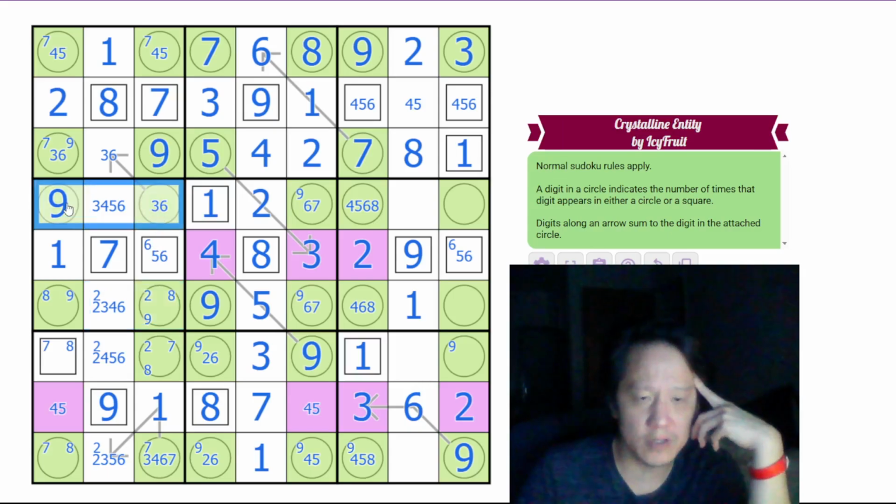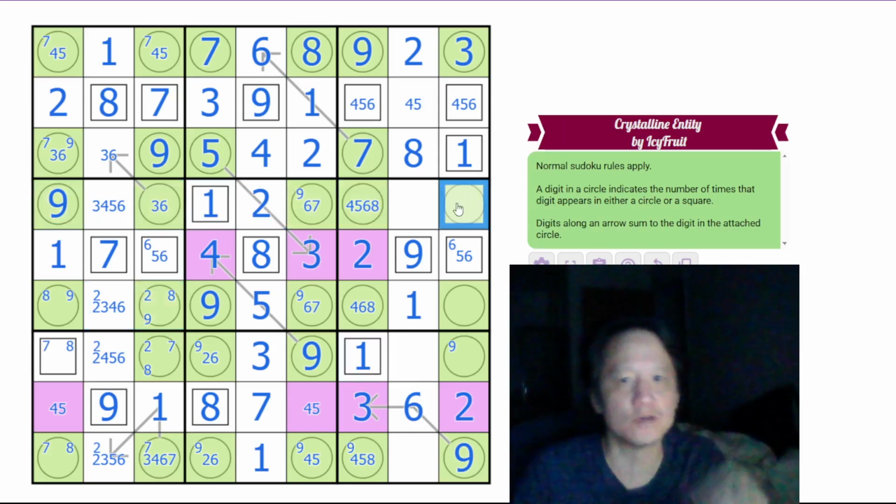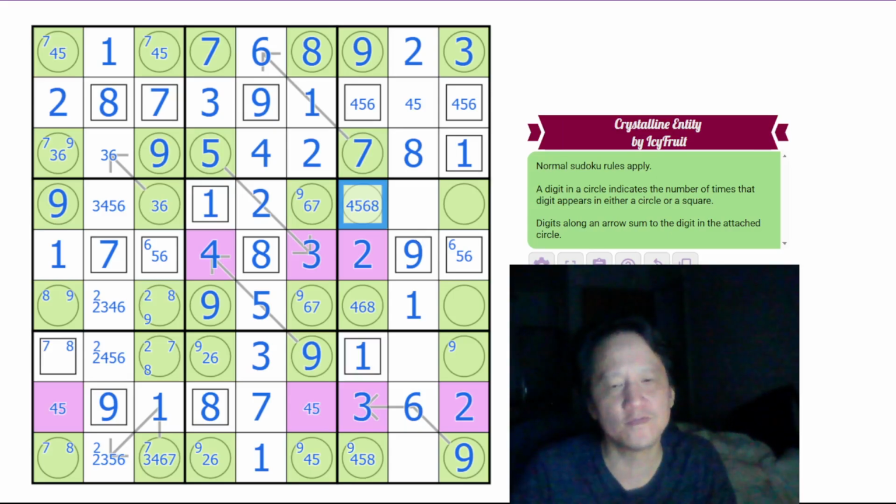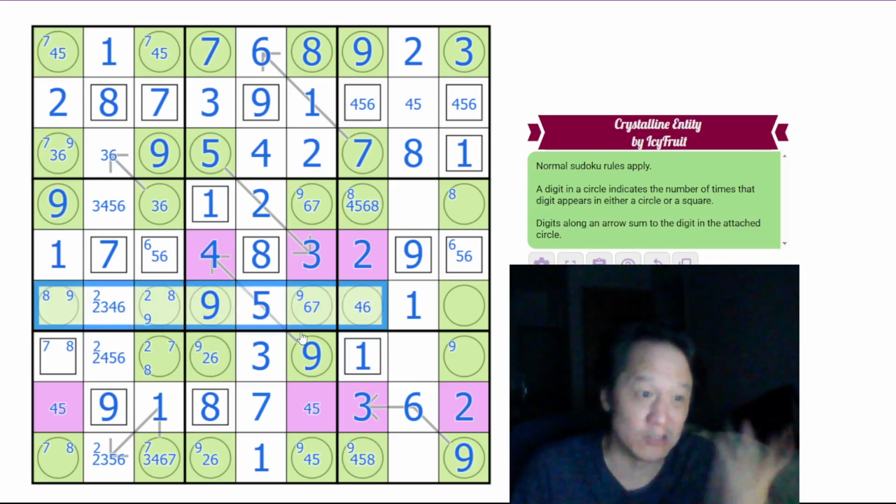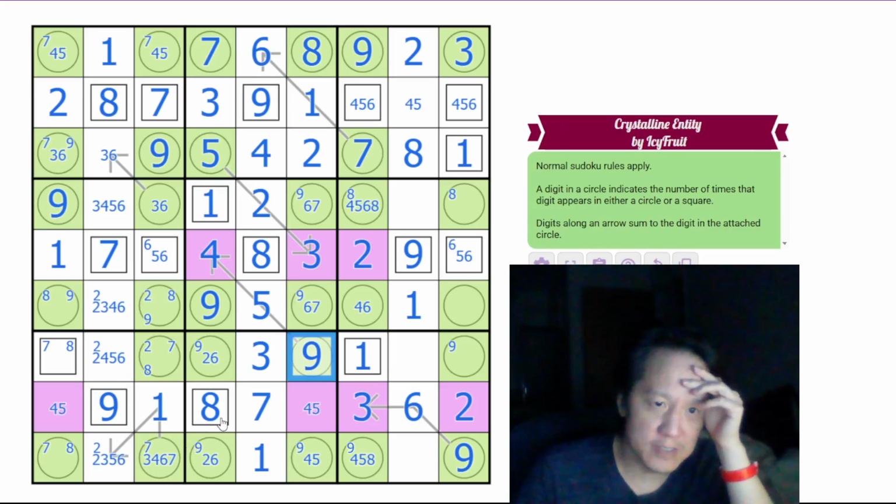8 cannot be here anymore. So where is the 8 in row 4? It has to be one of these 2. Therefore, this can't be 8. This is 4, 6. So far, this is still looking kosher. Maybe this is not the path to go down.